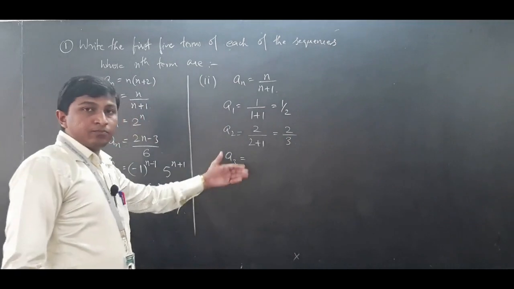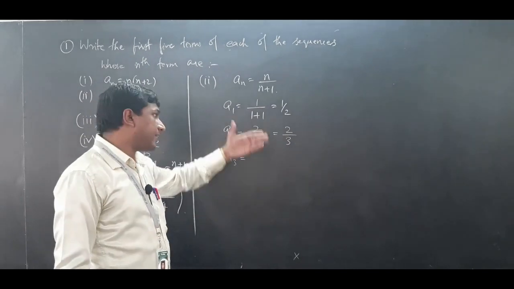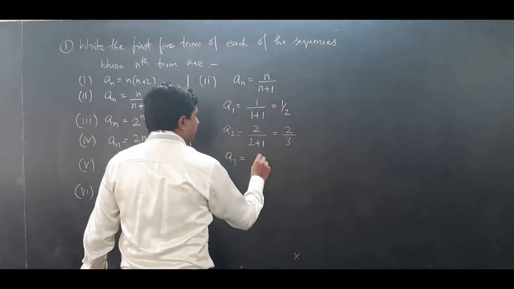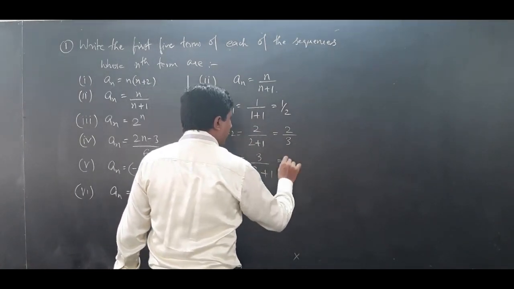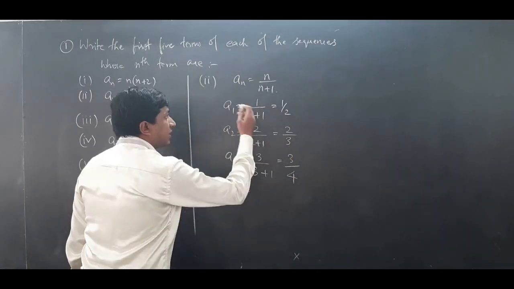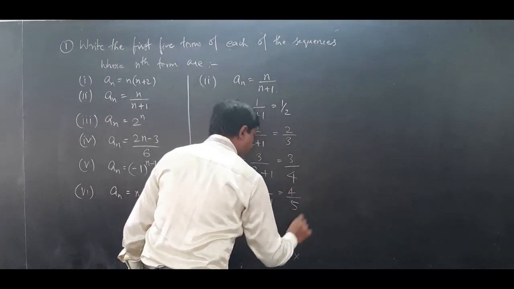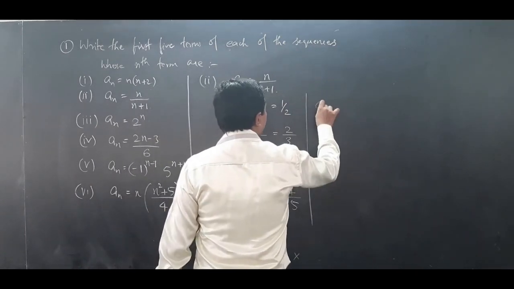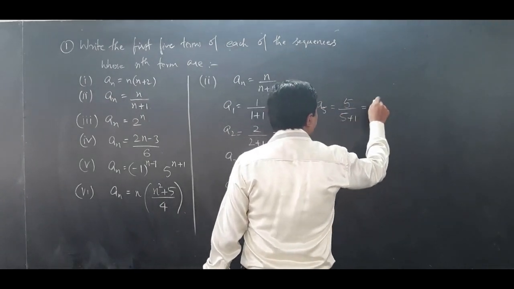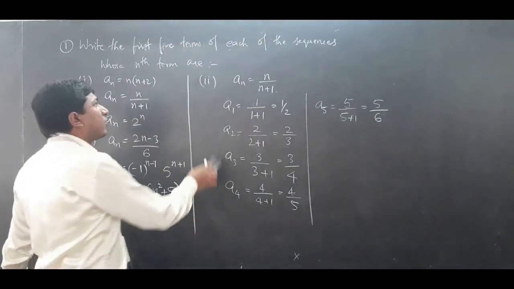A3 equals, you can pause the video and you can do it yourself, then you can play it again and see whether you got the same answers or not. Okay. A3 is 3 by 3 plus 1, which is equal to 3 by 4. A4 equals 4 by 4 plus 1 equals 4 by 5. Last term, well, the fifth term, 5 by 5 plus 1 equals 5 by 6. Yes. Moving on.